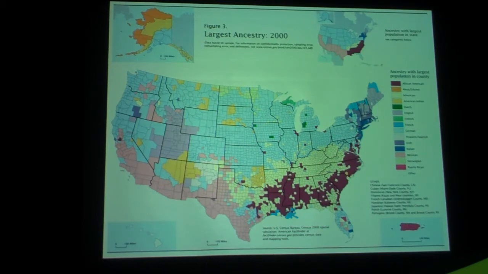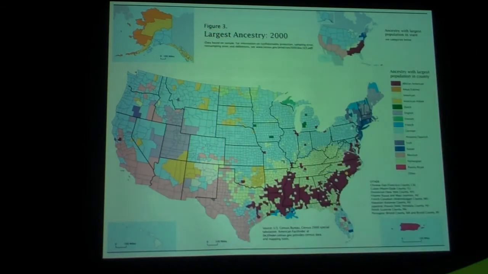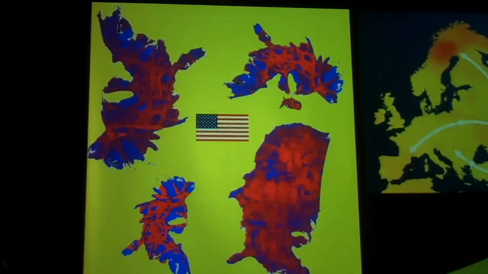This is an interesting one I found. This is the leading ancestry per county in the United States. The largest ethnicity by blood in the United States is actually German, in light blue. And you can see the resolution of data that we have is also getting more and more astounding.